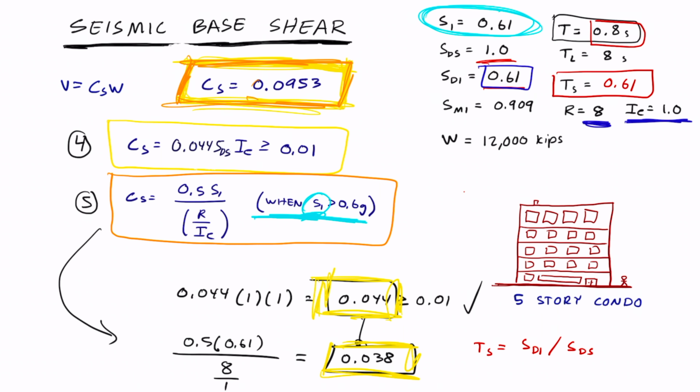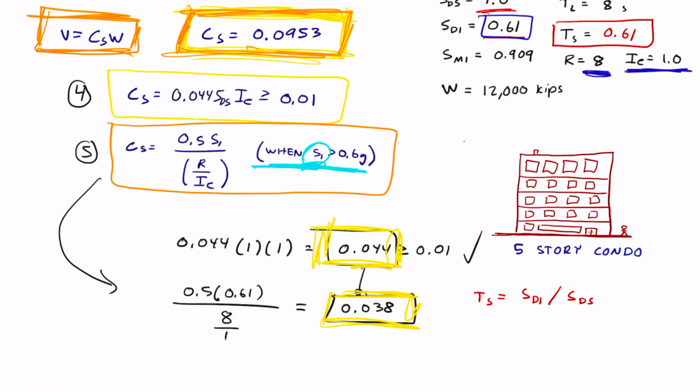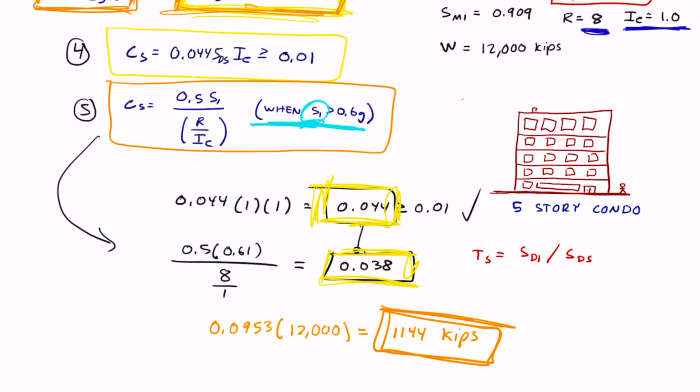to 0.0953. So now we can plug that back into our seismic base shear equation, and we get 0.0953 times the seismic weight, which is 12,000 kips. And we get the seismic base shear is 1144 kips. So there's our seismic base shear.